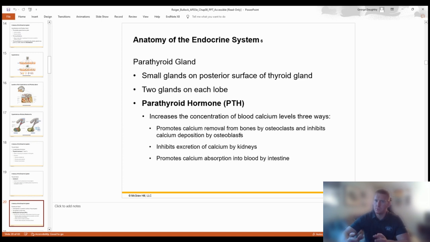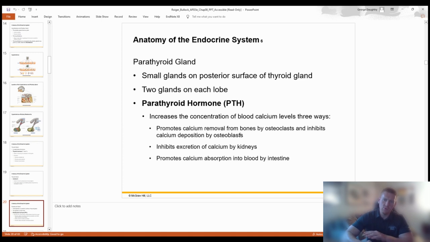Now, it can do this a number of ways. It promotes calcium removal from the bone by osteoclast activity. It inhibits the excretion of calcium, or it promotes calcium absorption into the blood by the intestine. Now, you're probably wondering, why on earth would we want to have calcium in the blood as opposed to calcium remaining in the bone? Well, the remodeling process of bone takes place on a moment-to-moment basis.